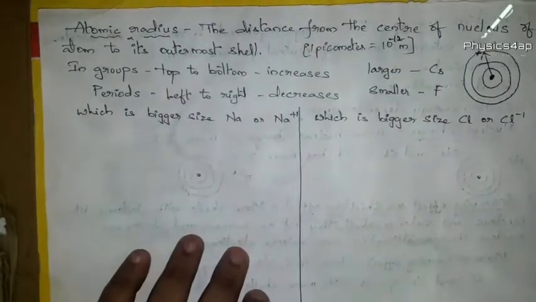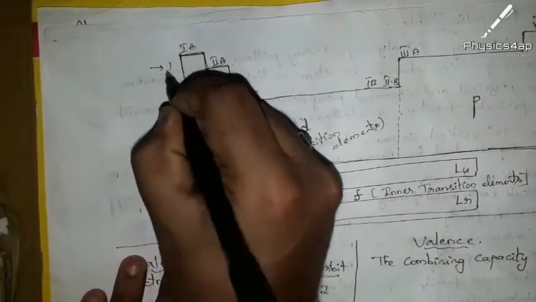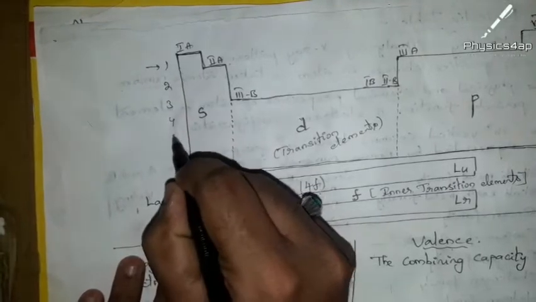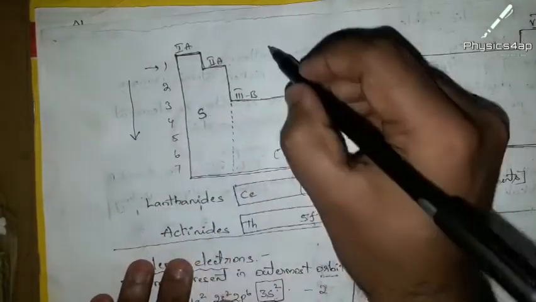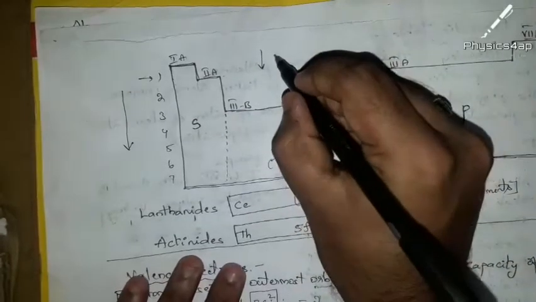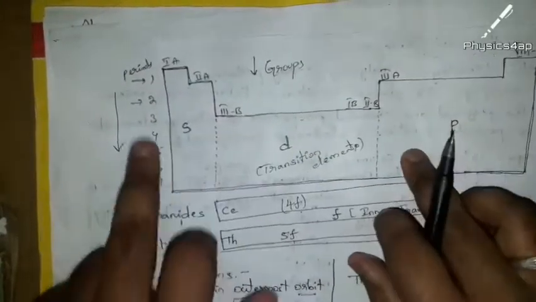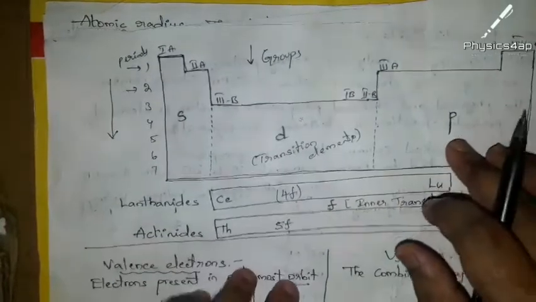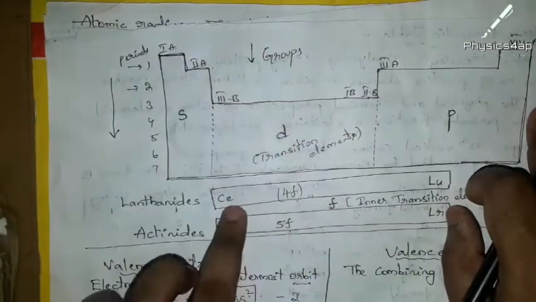So how does it increase and how does it decrease? Let us see over here. If you see in the periodic table, we have the periods 1, 2, 3, 4, 5, 6, 7. These are called periods, and the vertical columns are called groups. The periods always go from left to right, and the groups go from top to bottom.